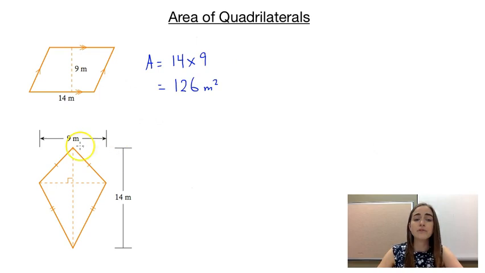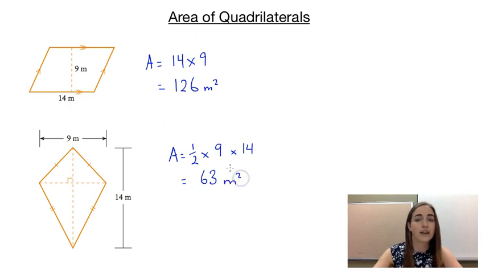Our second example is a kite. It's telling us that the length of this diagonal along here is 9 meters, and this diagonal along here is 14 meters. So the area of a kite is a half times one of the diagonals, so 9, times the other diagonal, so 14. And if we pop that in our calculator, that'll give us 63 meters squared for our area.